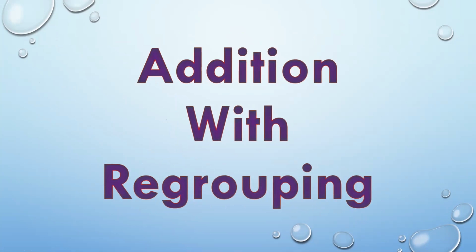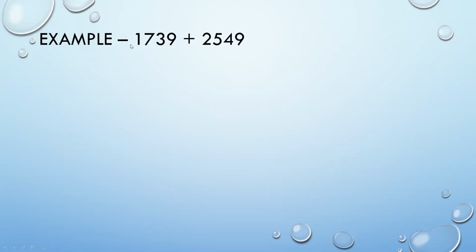Now let's move to the next topic, that is addition with regrouping. So the meaning of addition with regrouping is that we will give a carry to the previous number and then we will add them. So let's see an example. We have to add 1,739 plus 2,549. Again, we will first write them in column method.